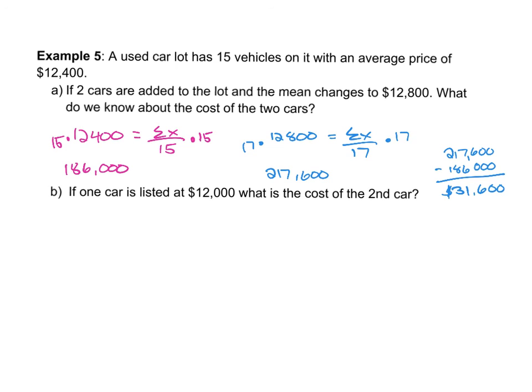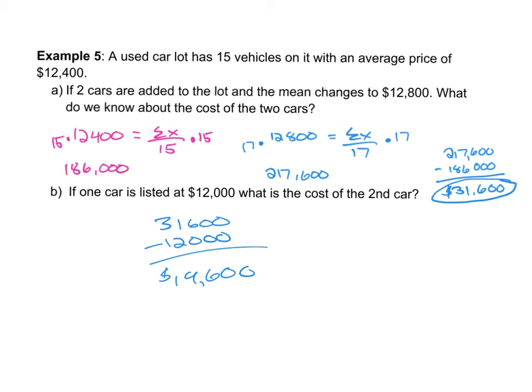the total by $31,600. If 1 car is listed at $12,000, what is the cost of the second car? Well, in this one, we figured out that the 2 cars added an additional $31,600. So if we take that $31,600 and we know that one of them was $12,000, that would allow us to go with the $19,600.